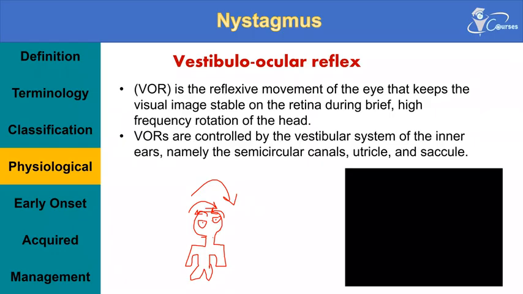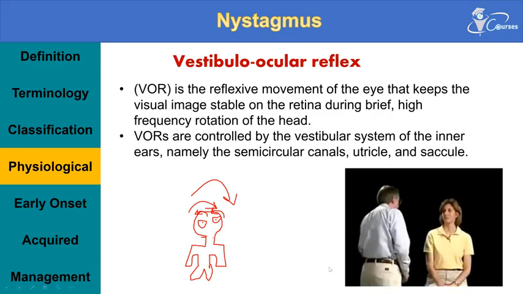This is normal physiological. So normal individuals can show vestibulo-ocular nystagmus. This appears on rotation of the head. The vestibulo-ocular reflex is controlled by the vestibular system of the inner ear, namely the semicircular canals, utricle, and saccule.